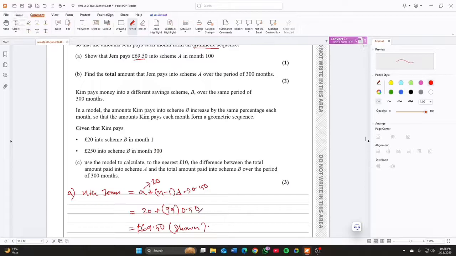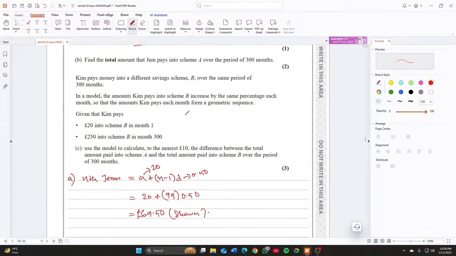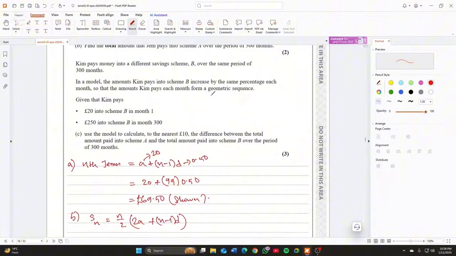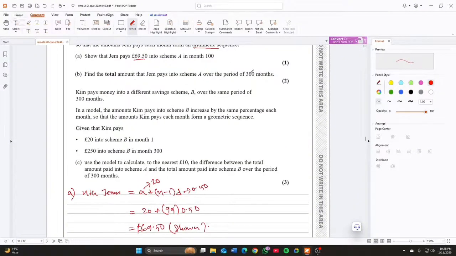Now for B, it said find the total amount that Jem pays into scheme A over the period of 300 months. Okay, so we need to find the total sum. The equation for S of n is n by 2, 2a plus n minus 1 times d. You have to memorize these formulas, or maybe it's given in your data booklet. So here n is 100, right? No, it's not 100, it's 300, so over 300 months.